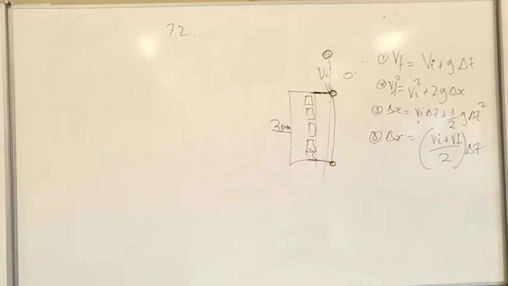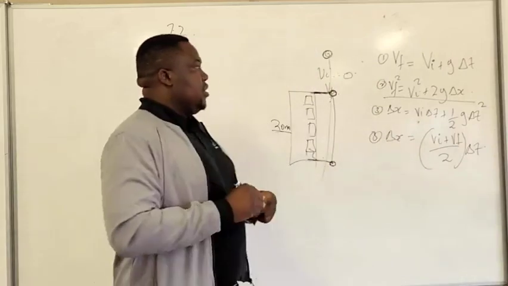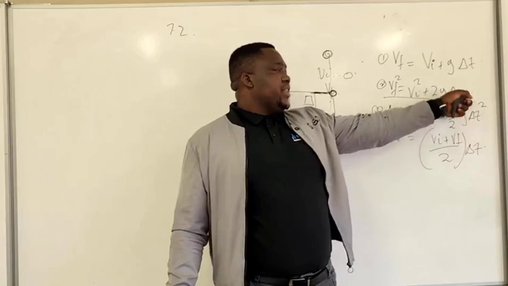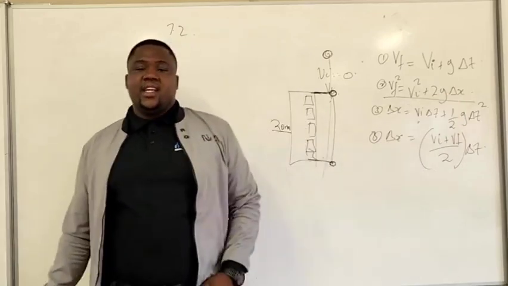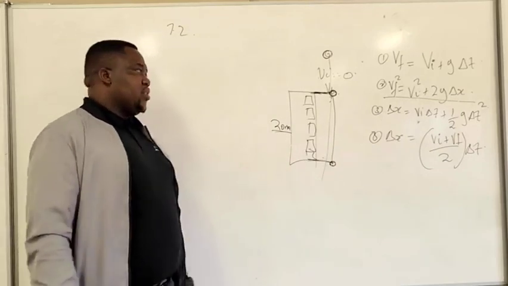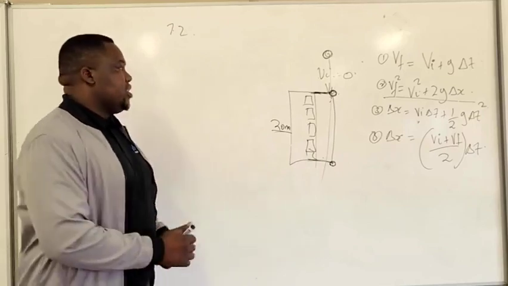So now we are going to choose formula number 2. You can see we have formula number 2 here. Formula number 2 has the final velocity, initial velocity, and the displacement. Remember that this g represents the gravitational acceleration, and we will not struggle with it because it's a constant. It is always 9.8.